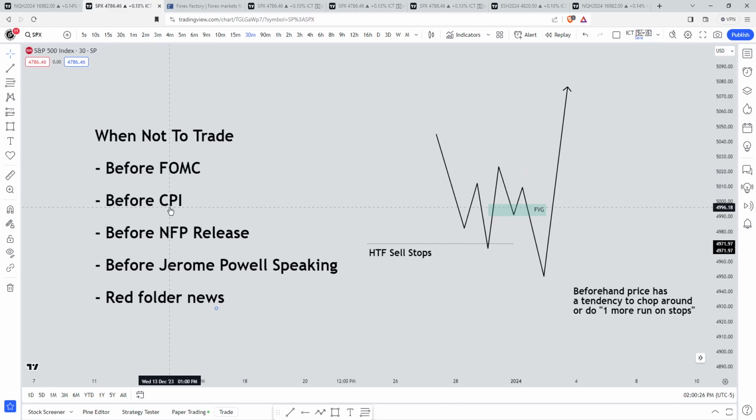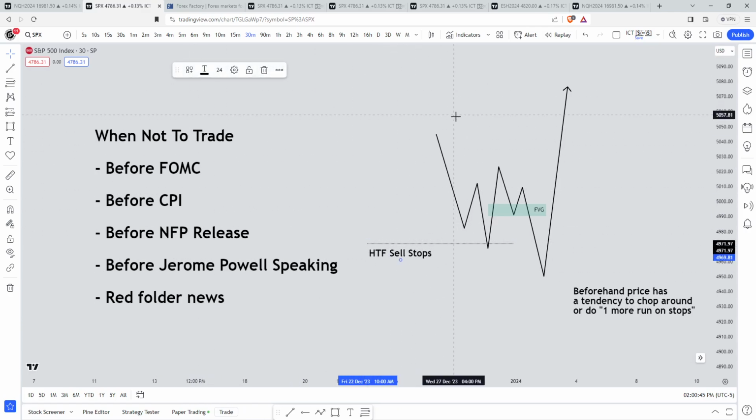Before CPI, I'm just not trading. If that's at 8:30, I'm not trading before that, and I'll typically just wait towards the 9:30 open or after. Same with NFP release. There are ways to trade it like directly after, but it's just best to let the volatility settle.